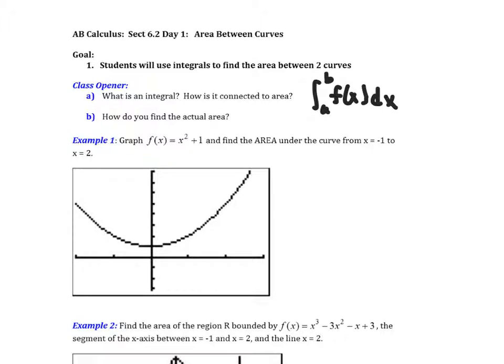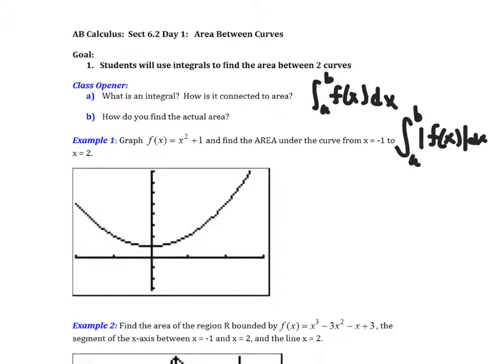But how do we find the actual area if that function dips below the x-axis? Well, how we would do that is we would find the actual distance. So finding the actual area is like finding the distance, which we would do with the absolute value of f of x dx.